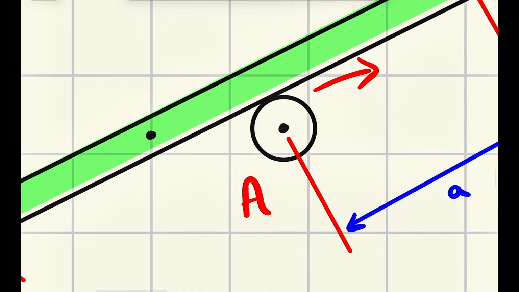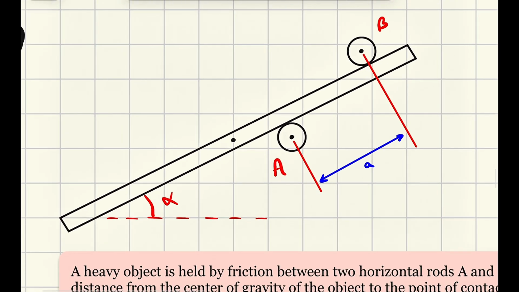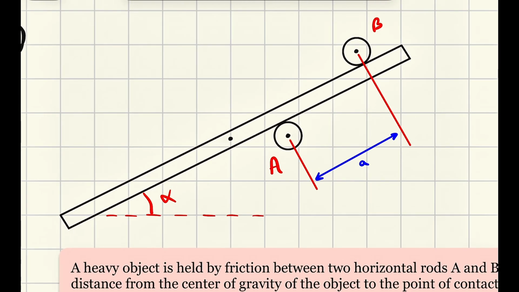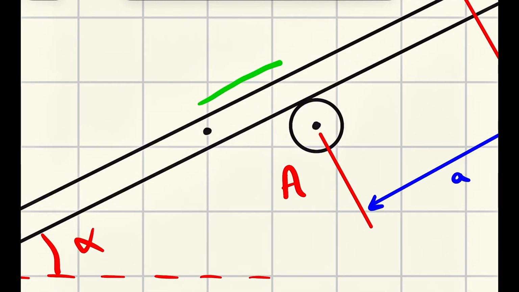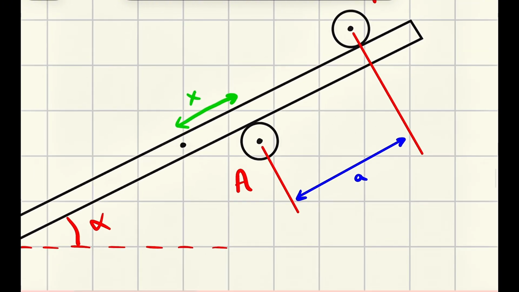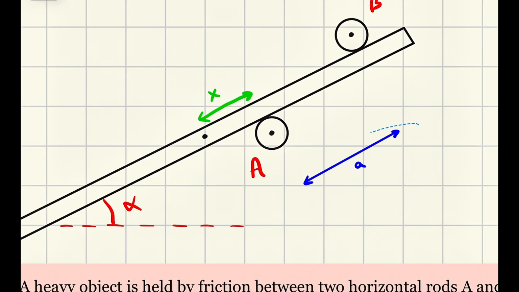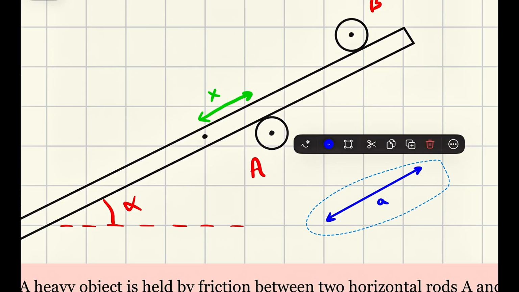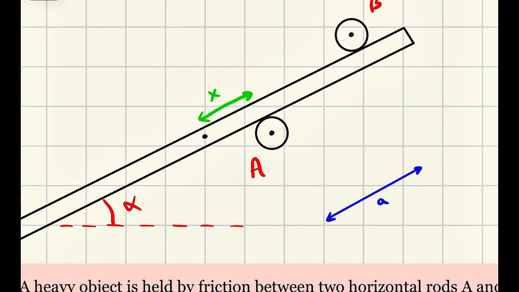Okay, good. Right now, let's make some analysis to solve this problem. We need to find this distance. Let me note it with the green one. We need to find this distance between the rod and the center of mass. Let's call it some x. Okay, good. And right now, let's draw the forces that are acting on our object. Yeah, long object. Let me take this a little bit far so you definitely understand that this a is just the distance between rod A and rod B.